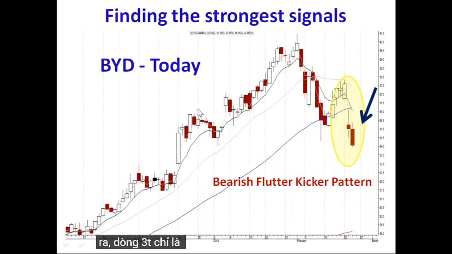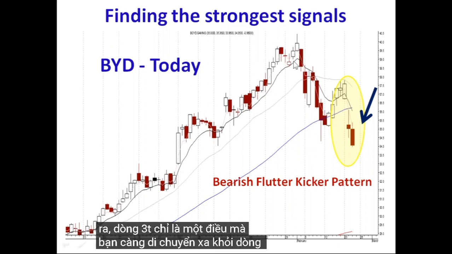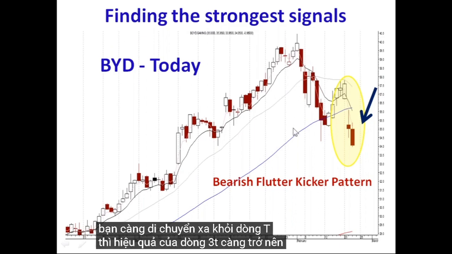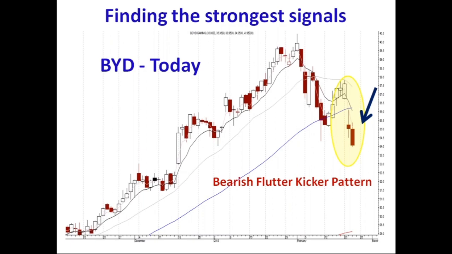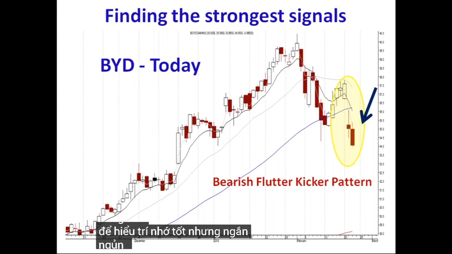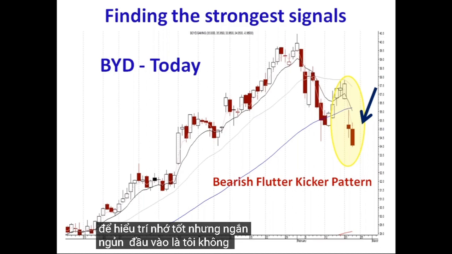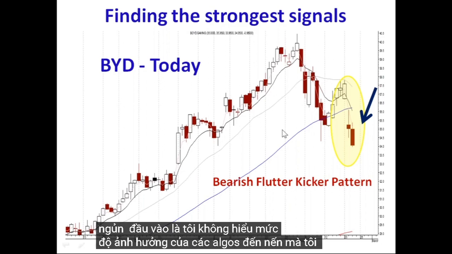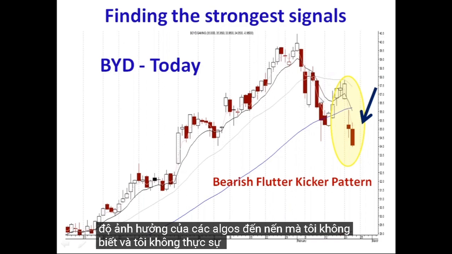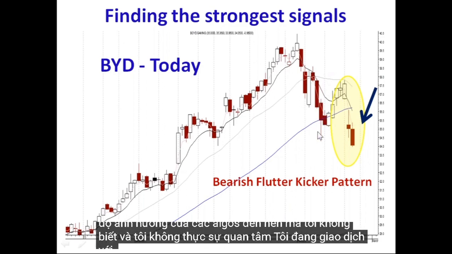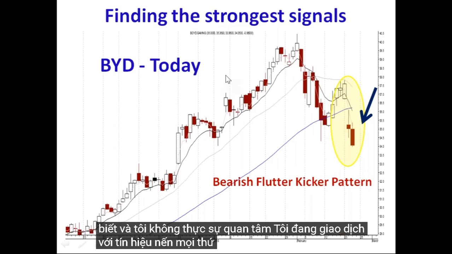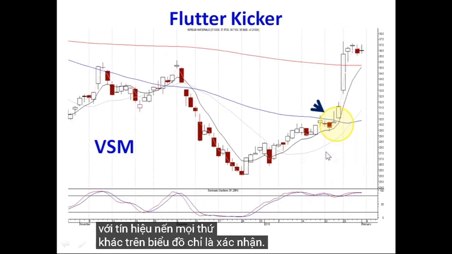The T line is just something that the further away you move from the T line, the more effective the T line becomes. Richard, I don't understand. The T line input is... How much do the algos affect candles? I don't know, and I don't really care. I'm trading off the candlestick signals. Everything else on the chart is just confirmation.